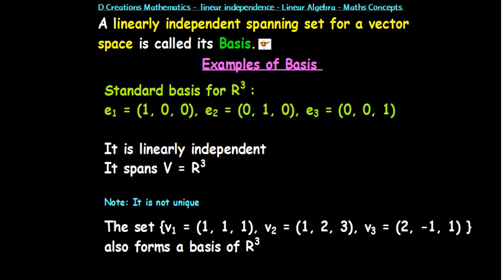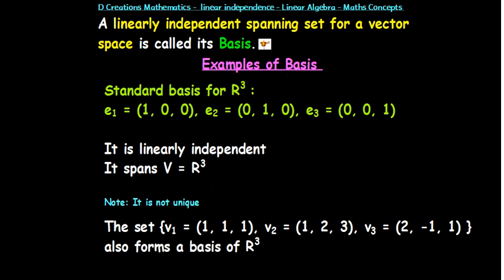So in a gist, if I want to express the concept of basis, I would say a linearly independent spanning set for a vector space is its basis. Earlier we had seen that (1, 0), (0, 1) is linearly independent as well as spanning. It spans R square or R2, as you want to say. So that forms a basis for R2.